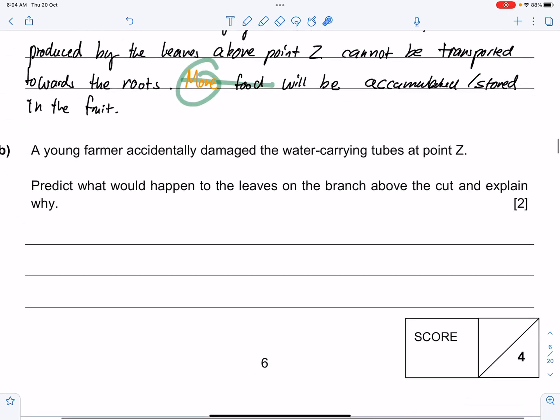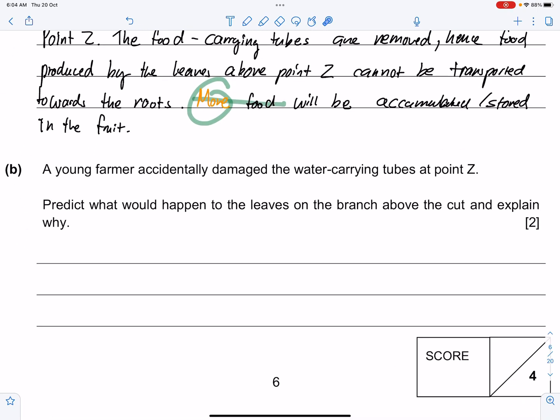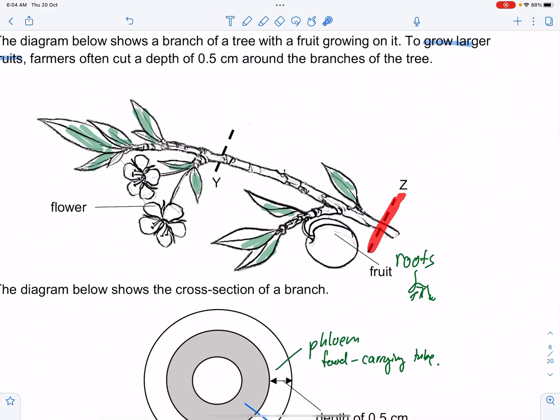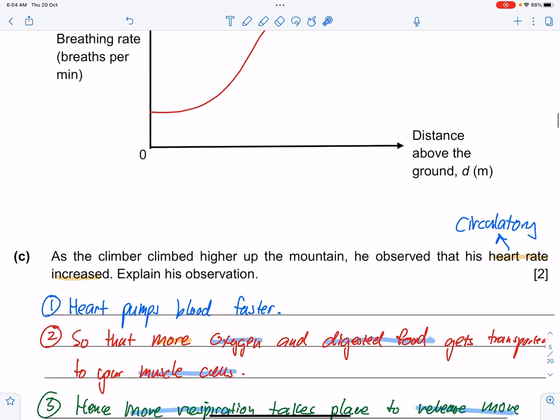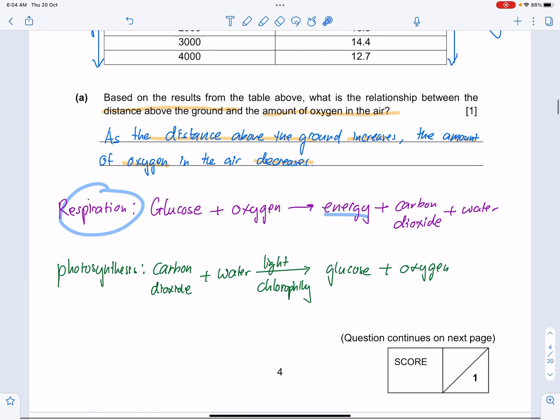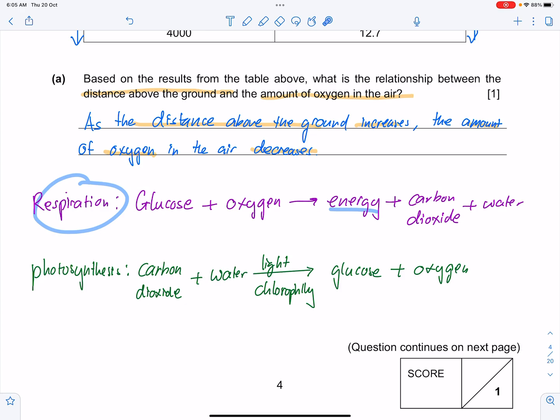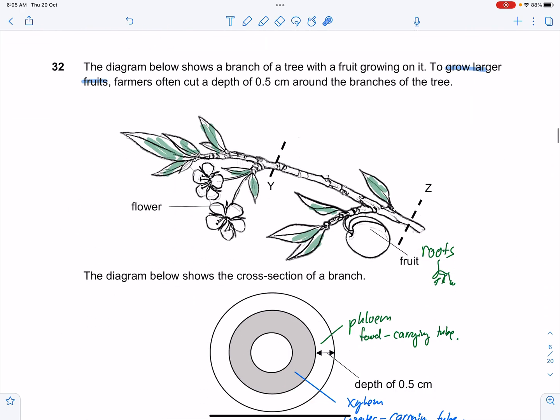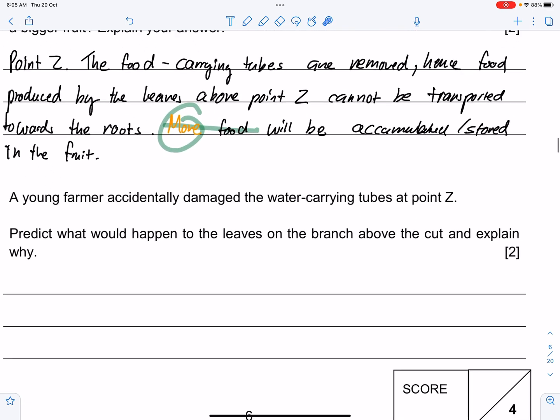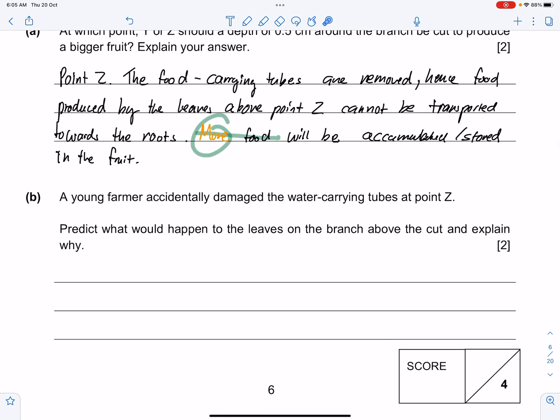So that's really key. Next, a young farmer accidentally damaged the water carrying tubes at point Z. Predict what will happen to the leaves on the branch above the cut and explain why. So what happens is that when you cut too deep over here, so you imagine that water can now no longer reach past Z, right? This is not possible. So we know that in photosynthesis, so that's why I said this word equation is so important, you need water to actually photosynthesize. So basically when that happens, your leaves will start to wilt, they will die. Okay, so you have to tell me something to that effect.